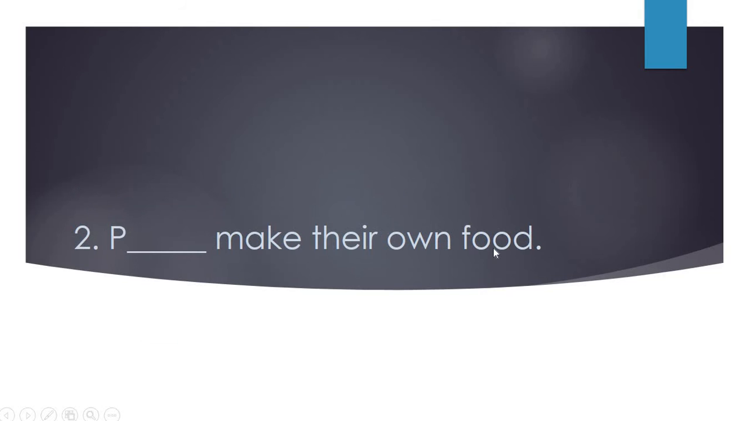Okay, moving on. Number 2. P dash make their own food. Please fill in the blanks. Please try to solve this. If you try, either you will be wrong or you will be right, so at least you will have 2 options. But if you don't try, you will go nowhere. So please try on your own. P dash make their own food.